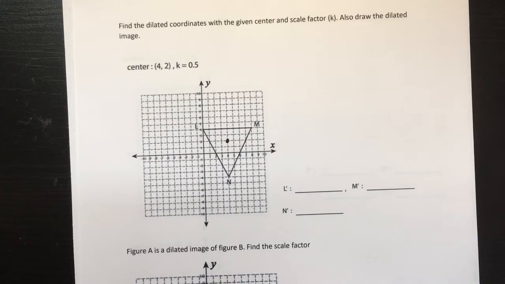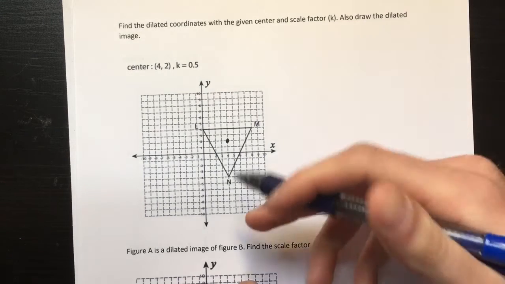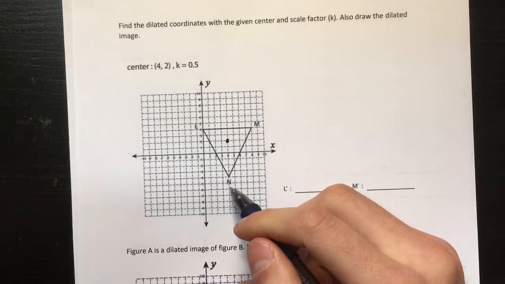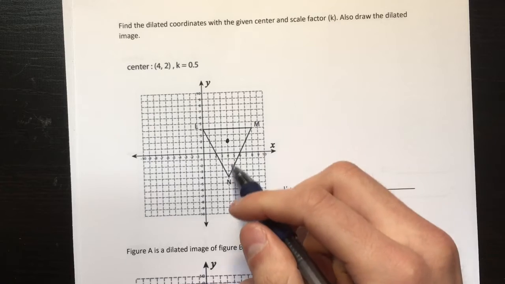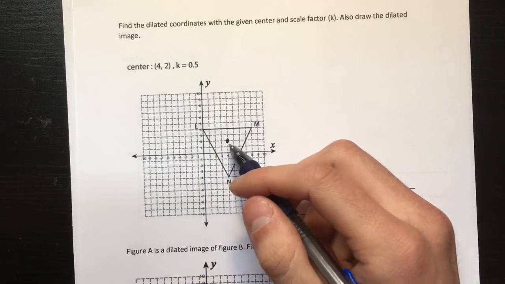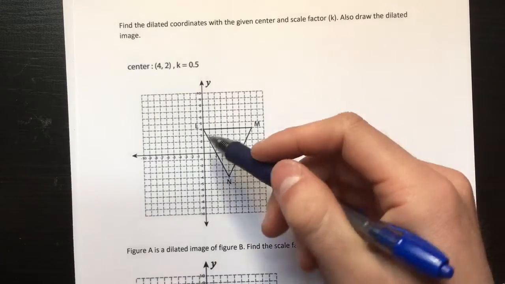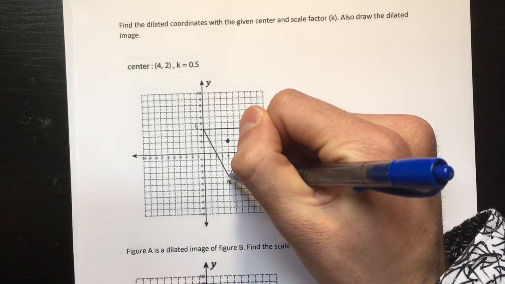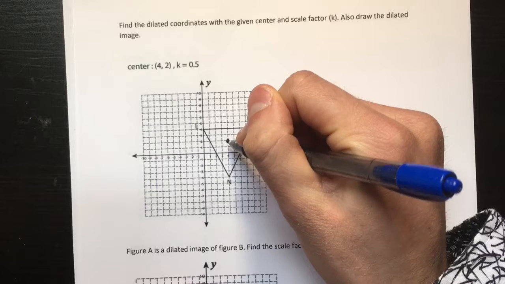Now, let's pick points and see how far away they are from our center. I think a good point to start at would be point N, because it shares the same vertical line as our center. So that one would be a little bit more straightforward than L and M. But let's look at how far away N is from our center.